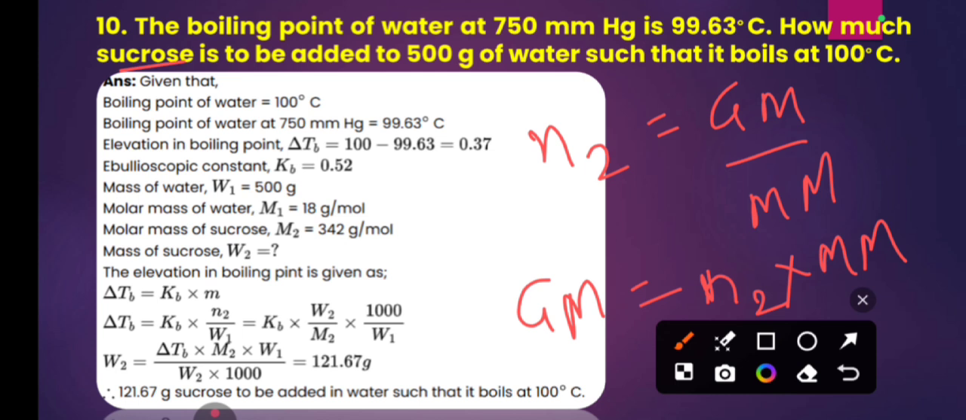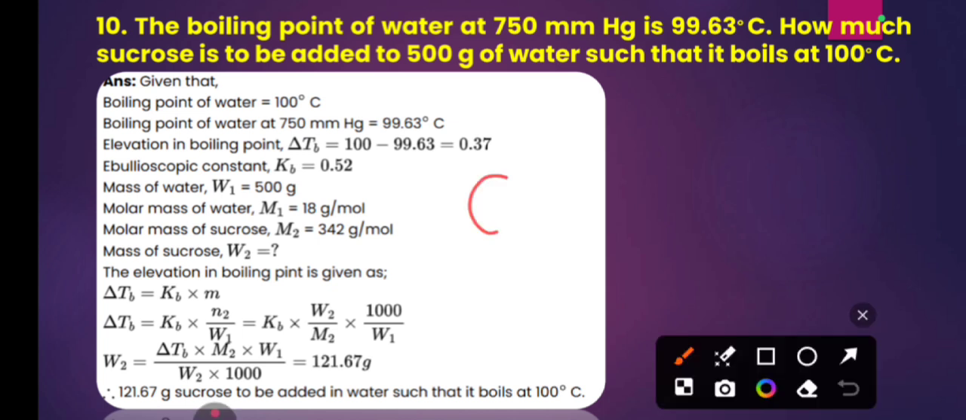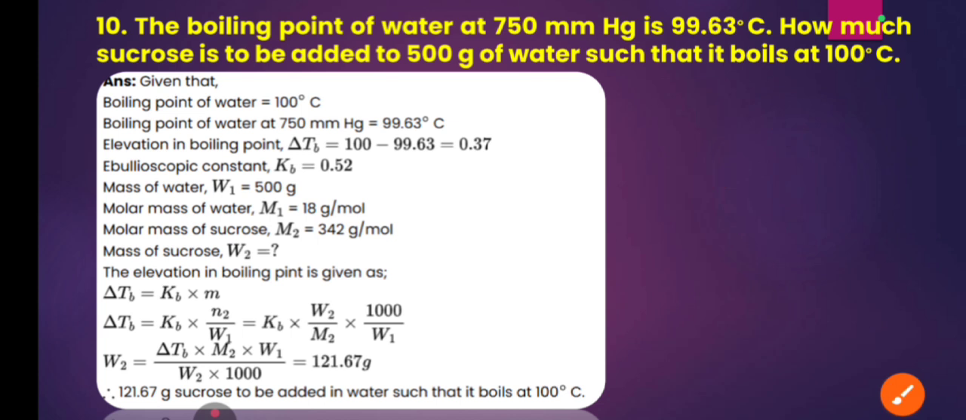It is given to you, sucrose. You should know the formula of sucrose, then you can solve the molar mass also. So molar mass after calculation you will get 342 gram. Actually, what is the formula of sucrose? C12H22O11. So by using this you can solve the molar mass. After calculation you will get 342 gram per mole.